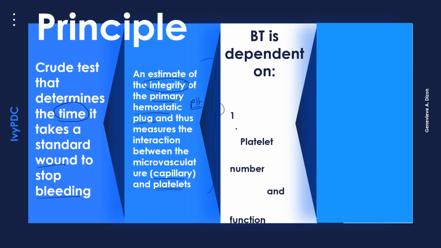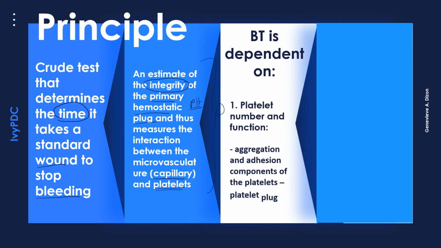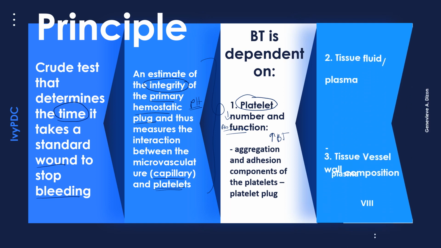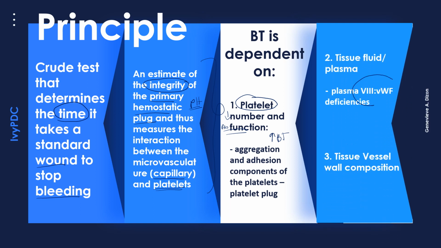Given this principle and definition, we can now say that bleeding time is dependent on several factors. First is the platelet. A decrease in the number or an abnormality in the function of the platelets can increase the bleeding time. Other factors would be the absence or the decrease of some of the plasma components that are needed in the formation of the platelet plug, which can also increase the bleeding time. And also, tissue vessel wall composition is important since these play a role in the interaction with platelet for the formation of the hemostatic plug.